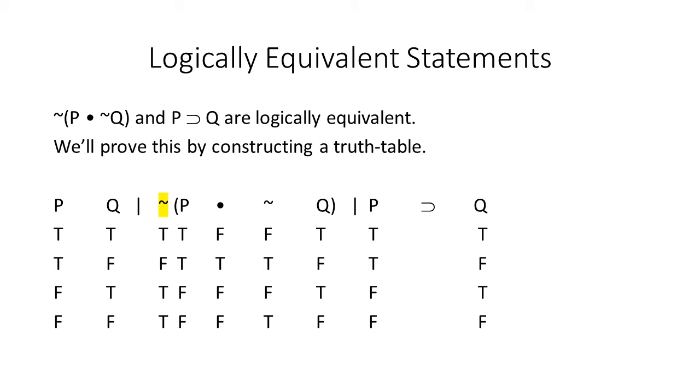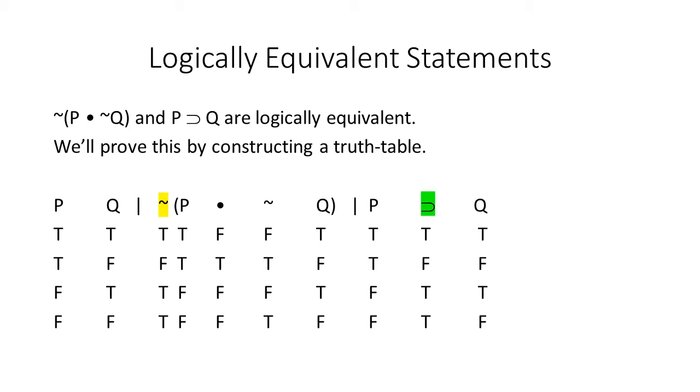Now we need to move to the other side, for if P then Q. And this is going to be really easy. This is just the truth table for the conditional. So what do you come up with? Well, here's the truth table for the conditional: true, false, true, true. Okay, so we've now constructed truth tables for both of these propositions: it's not the case that both P and not Q, and if P then Q.